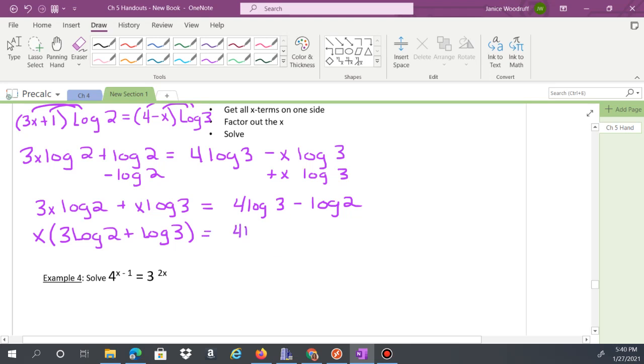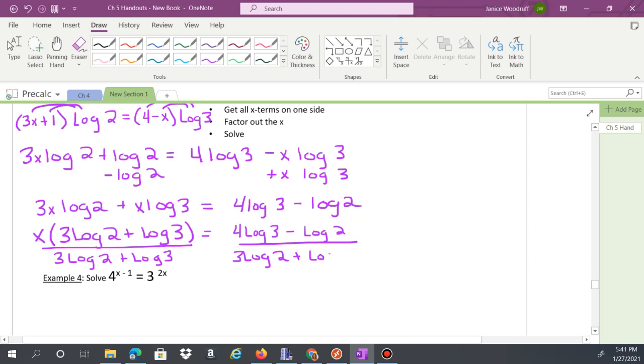All right, and then that will equal 4 log 3 minus log 2. And then I can solve for x since I have one of them. So it's x times 3 log 2 plus log 3. So I will divide by all of this. And it cancels out. And then here is my answer in terms of logarithms. Putting it in the calculator can be a little tricky when it's so much like this. So you want to be careful with parentheses and all of that stuff.